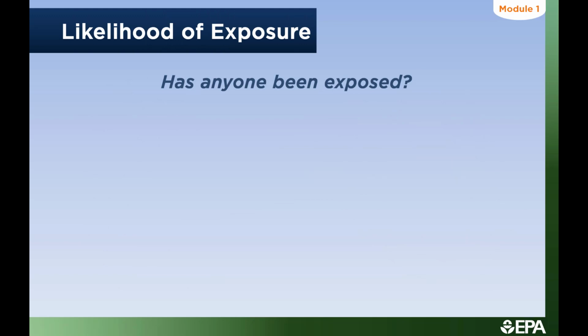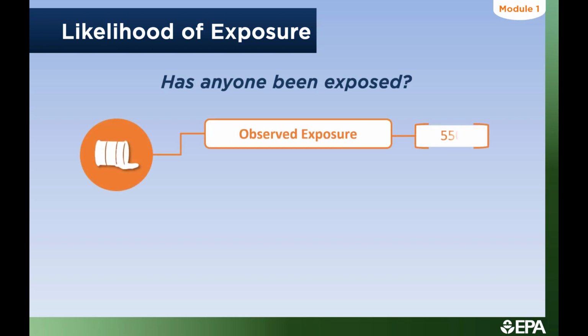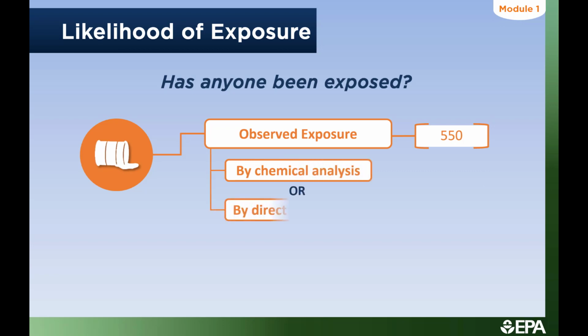As we have previously discussed, the first factor category, likelihood of exposure, considers whether populations and structures are actually exposed to contamination or could be exposed. For scoring purposes, there are 2 options for assigning this factor category value. The first is to assign a score based on an observed exposure, which means someone from within the structure is exposed to actual contamination intruding from the subsurface. Assign a value of 550 for this factor category if you have documented an observed exposure. An observed exposure can be documented by either chemical analysis or direct observation.